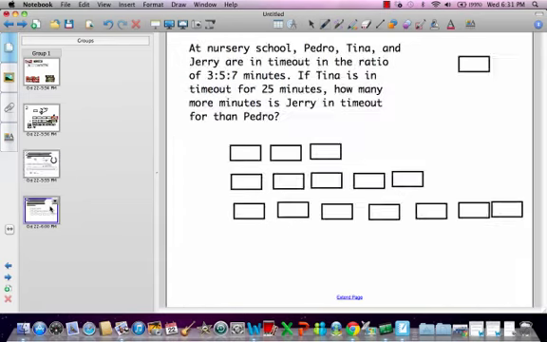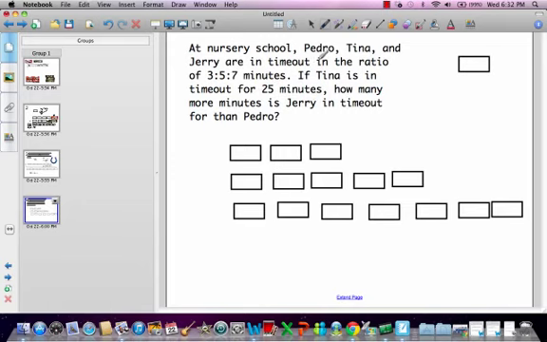I'm going to give you one more. This one's a little bit different than the other two. So at nursery school, Pedro, Tina, and Jerry are in timeout in the ratio of 3 to 5 to 7 minutes. If Tina is in timeout for 25 minutes, how many more minutes is Jerry in timeout for than Pedro? Pause it, see if you can figure this one out.